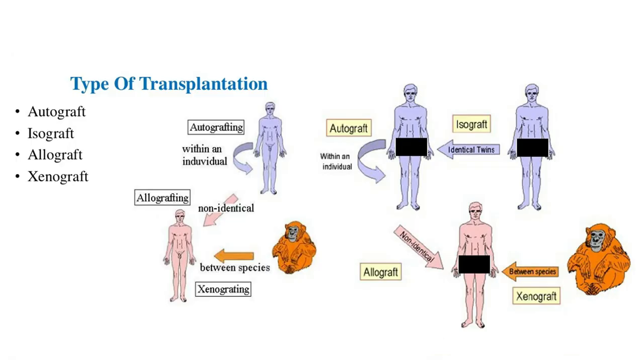Okay, now before going into details I want to clarify some basic concepts of transplantation. There are four types of transplantation: autograft, isograft, allograft, and xenograft. Let's discuss them one by one. For autograft, the graft is taken from the same individual and recycled to the patient itself. This is called autograft, like an iliac crest graft. We take this graft from the iliac crest and put it here for the defect of the bone.